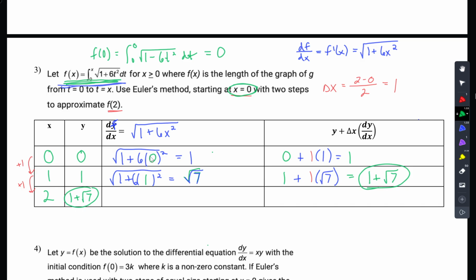Okay, if you see this on multiple choice, the next step will be an option, just so you know. If you do this step and get a number, it will be an option.